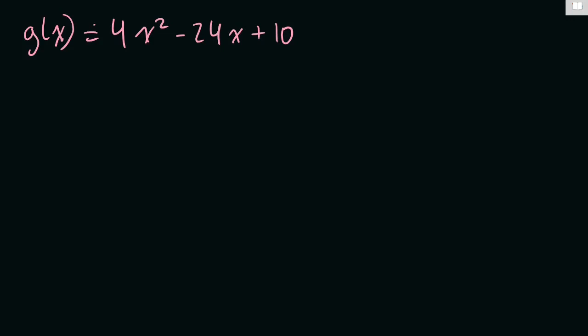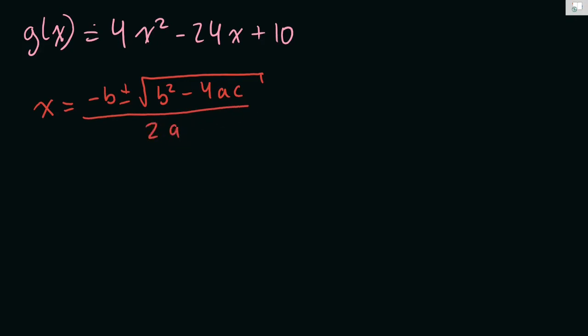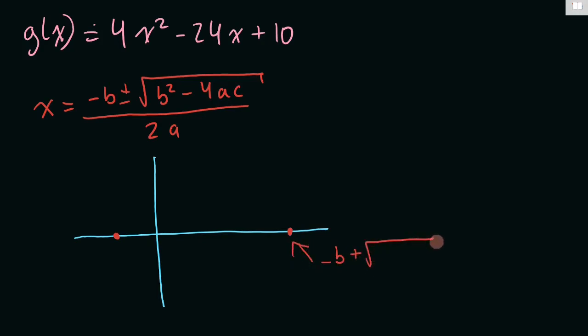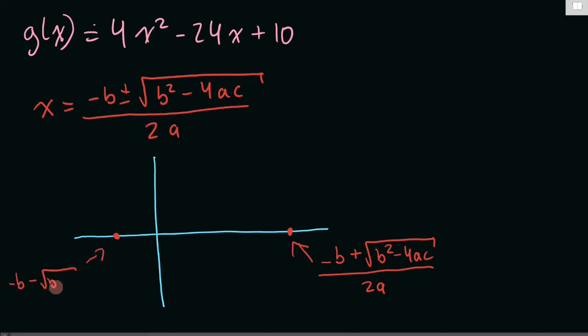So let's talk about how we can get our vertex using the quadratic formula. So if you recall, the quadratic formula is x equals negative b plus or minus square root b squared minus 4ac all over 2a. And if you think about that graphically, what that means is you have some pair of zeros, one here and one here. And the 0 over here is negative b plus the square root of b squared minus 4ac all over 2a. And the 0 over here is negative b minus root b squared minus 4ac all over 2a.